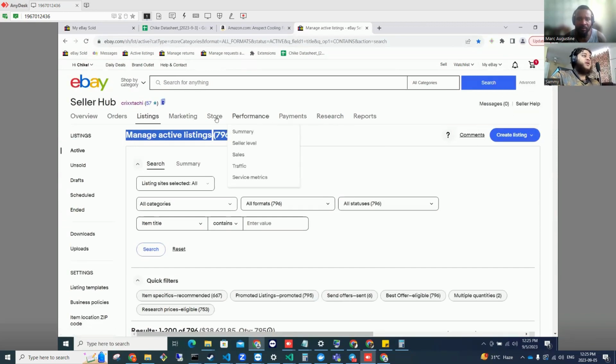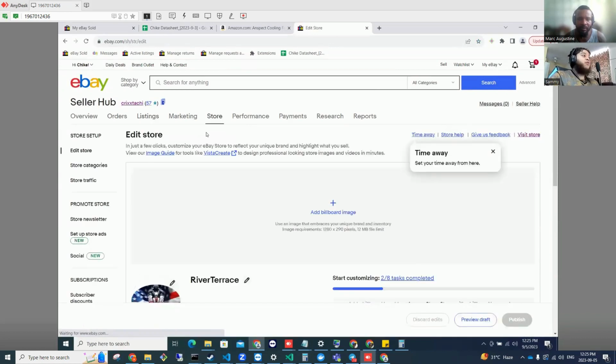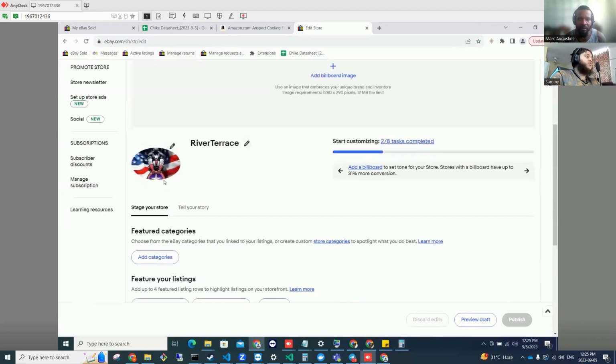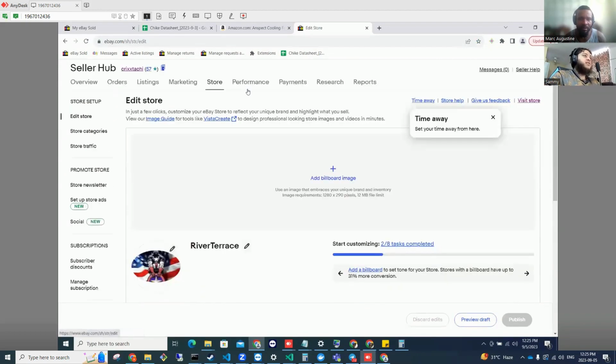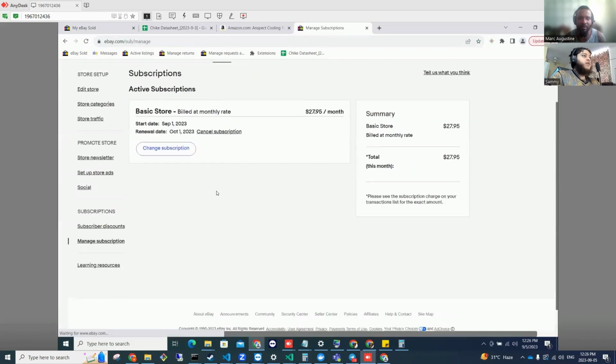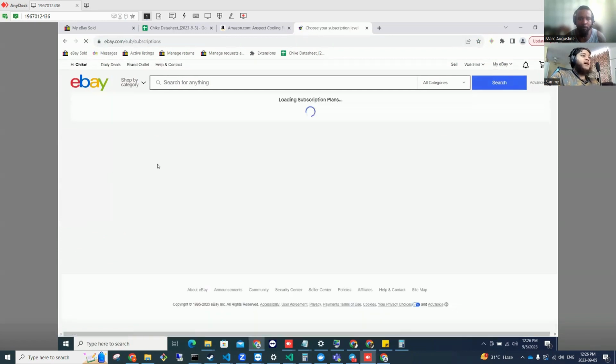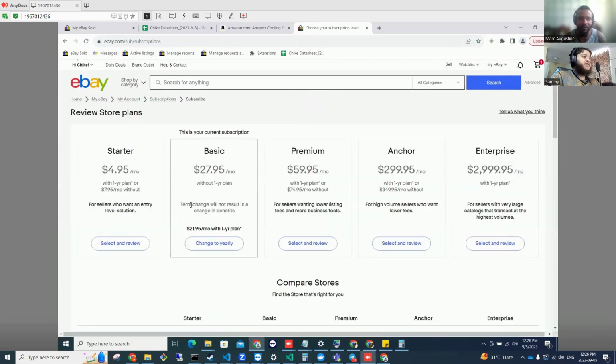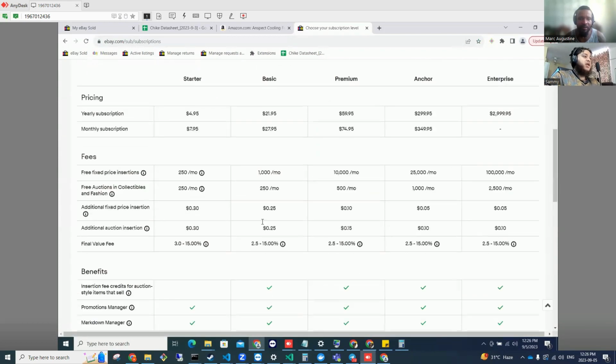And what we need to do is upgrade our store membership. Let's go ahead and do that. Right, we're not going to do it right now, once we get closer to the number, but let's look at our store and talk about that for a second. So let's go to subscriptions, manage subscriptions. Over here you can see that right now we are at a basic store. And this basic store gives us 1,000 listings per month without paying the 30 cents fee.